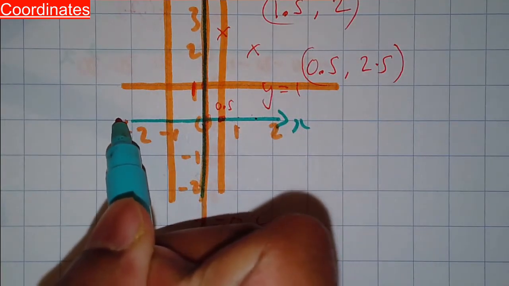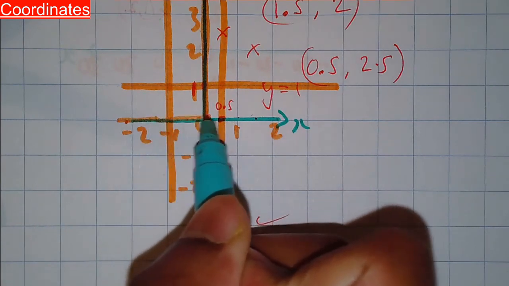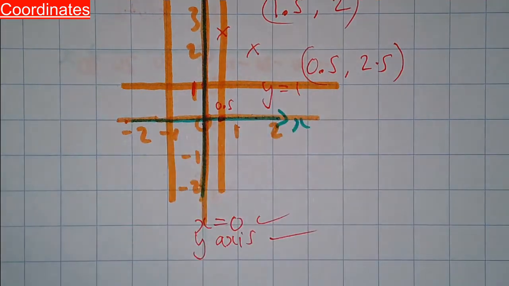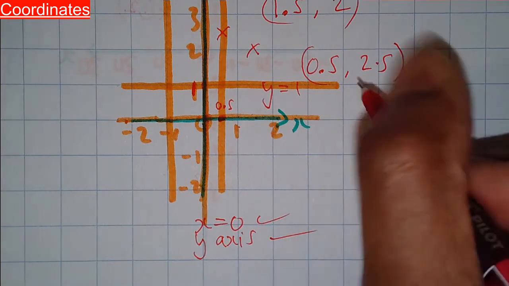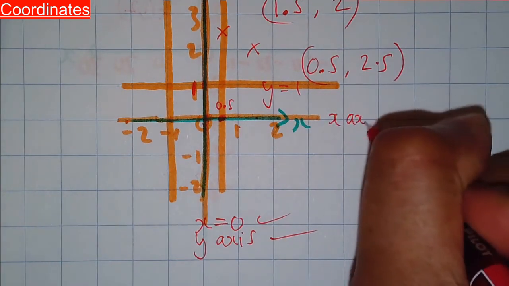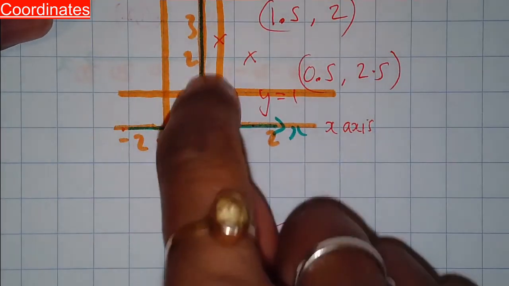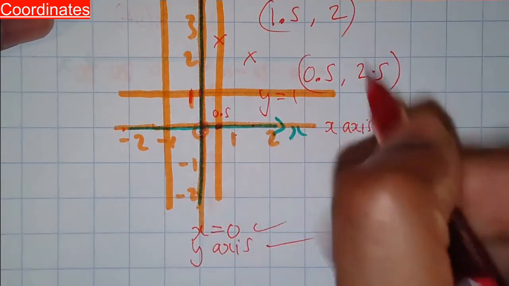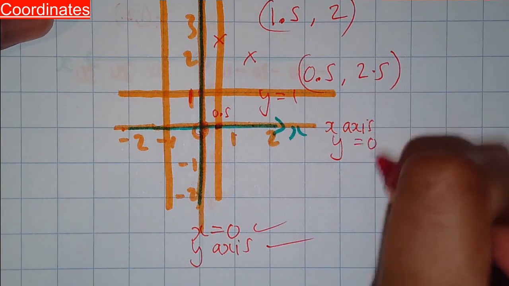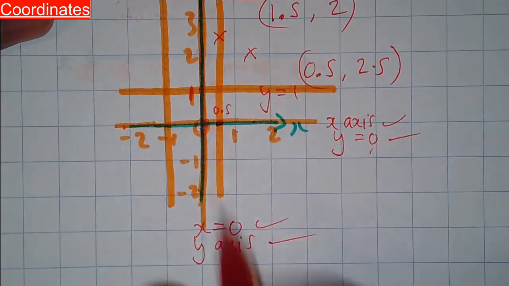Similarly, if you had an orange line following the x-axis, there's 2 names for it. Obviously the x-axis, it's called the x-axis. Or you could say the orange line crosses the y-axis at 0, so we'd call it y is equal to 0. Both names are correct for this orange line.